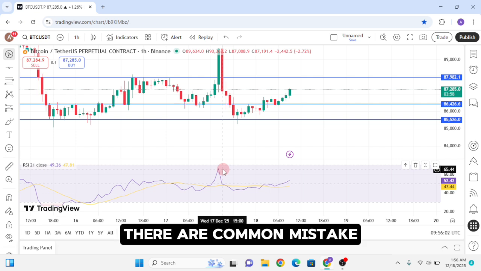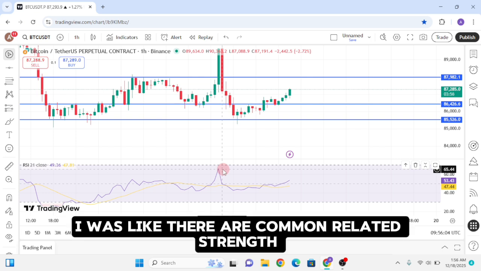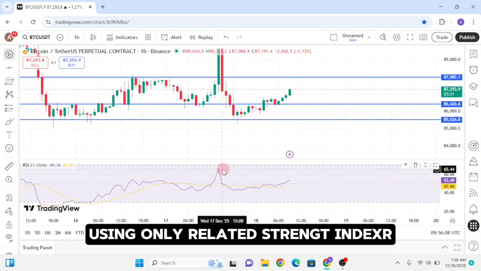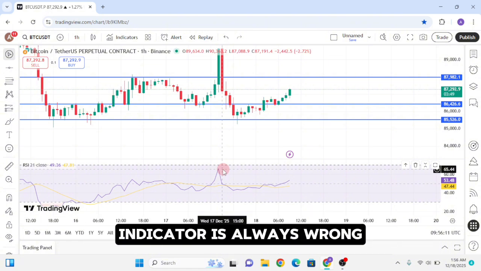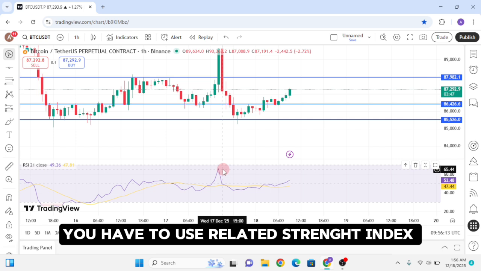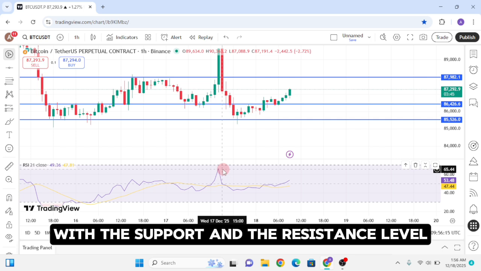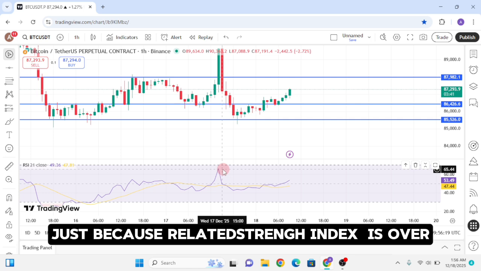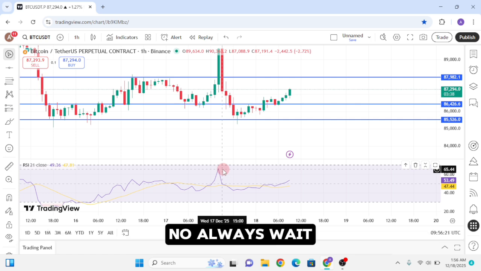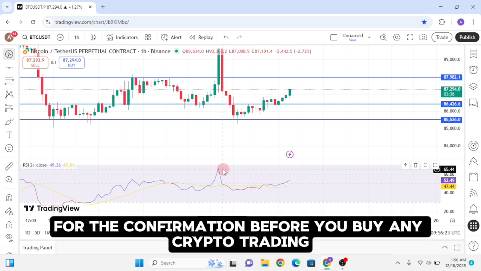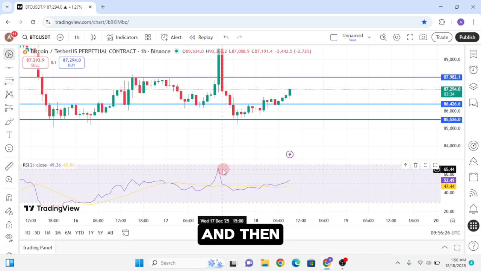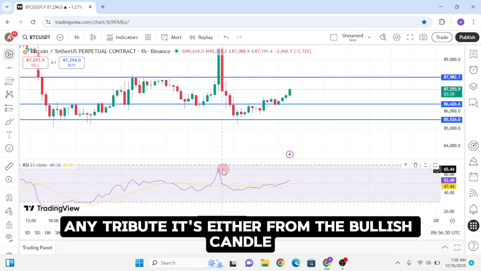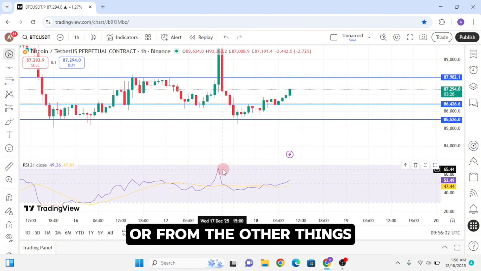So there are common relative strength index mistakes most traders make. Firstly, using only the relative strength index indicator is always wrong. You have to use relative strength index with the support and resistance level. Don't buy just because relative strength index is oversold. No, always wait for confirmation before you buy any crypto, and always wait for confirmation before you sell any crypto trade. It's either from the bullish candle or from other things.